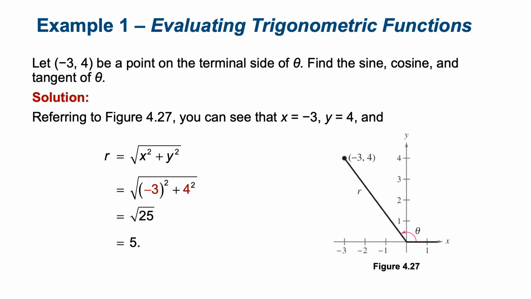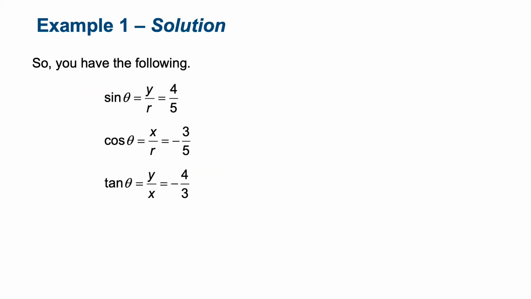If we look at the picture here, we see that x is negative 3, y is 4, and r is equal to the square root of x squared plus y squared. Plugging in all the values, we get that r is equal to 5. If you drop a perpendicular line from the point to the x-axis, it creates a right triangle, a 3-4-5 triangle. So now we have x is negative 3, y is 4, and r is 5. With that, we can find sine, cosine, and tangent of theta.